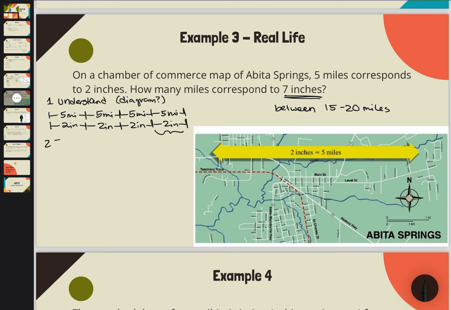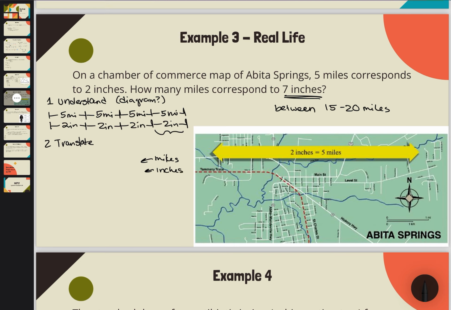Step 2, that step was just, hey, what's happening? Understand what's going on. So now I need to translate this into a proportion. What I'm going to do for this one is keep miles on the top, and keep inches on the bottom.